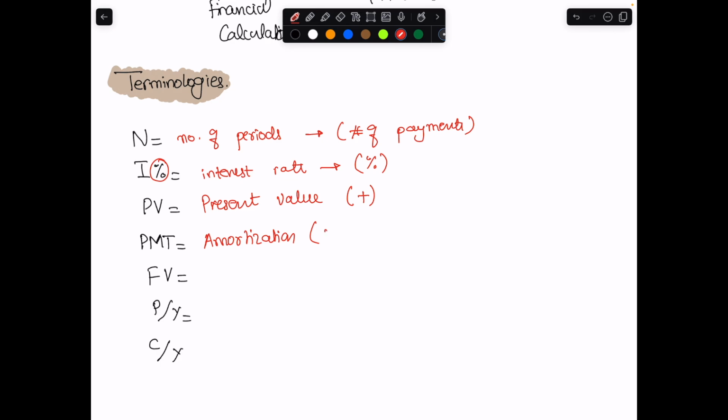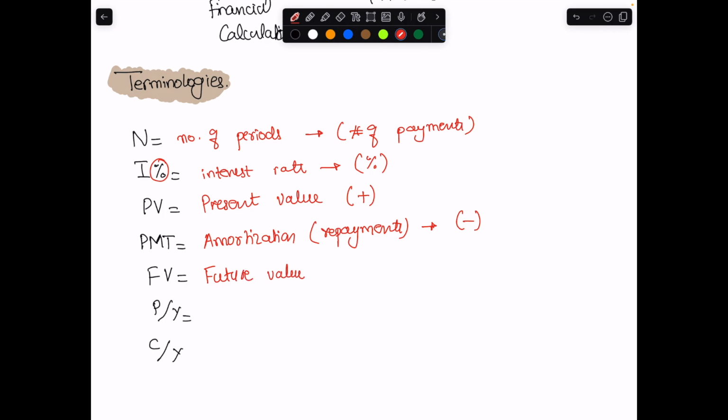PMT is basically your amortization. Amortization is basically the repayments, not necessarily monthly, because in different questions you would see that the payments might be quarterly or yearly, depending upon your agreement with the bank. And we know this is always going to be negative. Why? Because you are paying this back to the bank, so it is a cash outflow. FV is the future value.